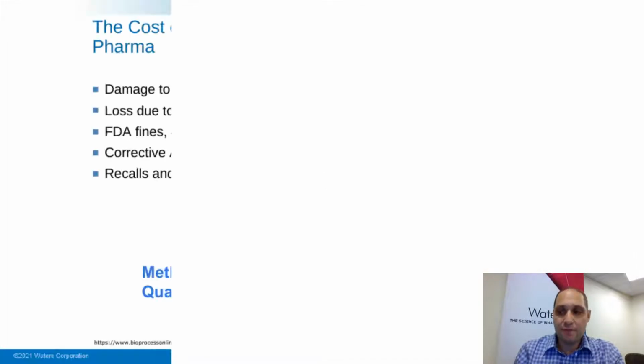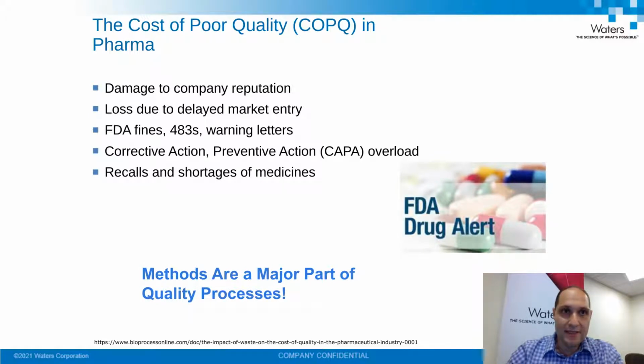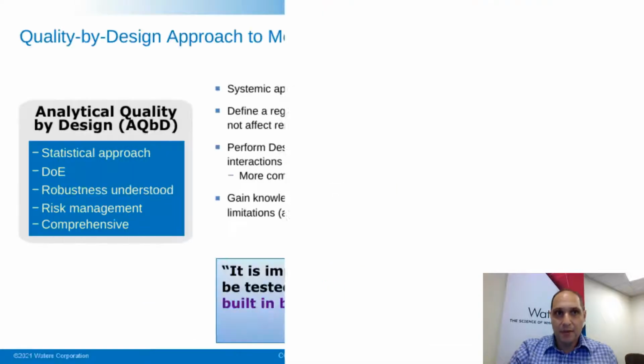The cost of poor quality for pharma is very significant, and this can cause a lot of losses, including recalls and shortages of medications, CAPA overload, and loss of revenue. Analytical methods play a very critical role in the quality process and the quality of medications. So it is critical that analytical methods are built in a very high quality way to make robust, reproducible, fit for purpose, and very precise methods.